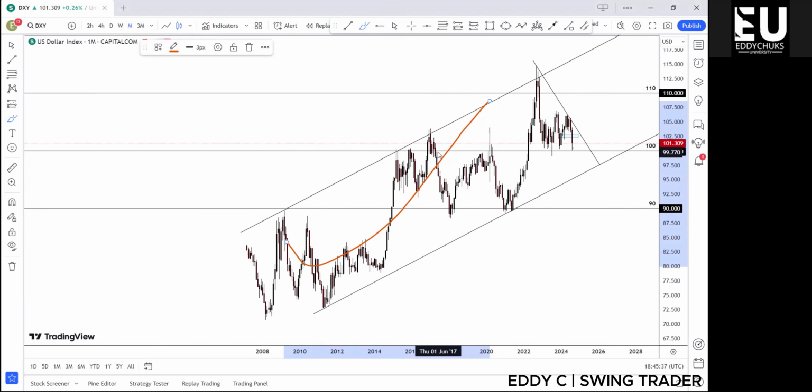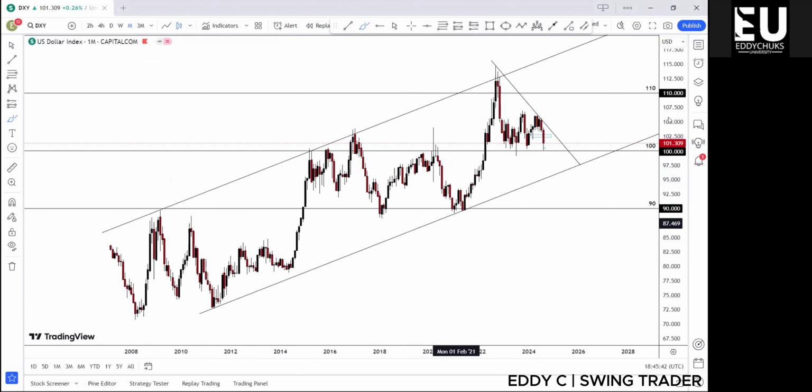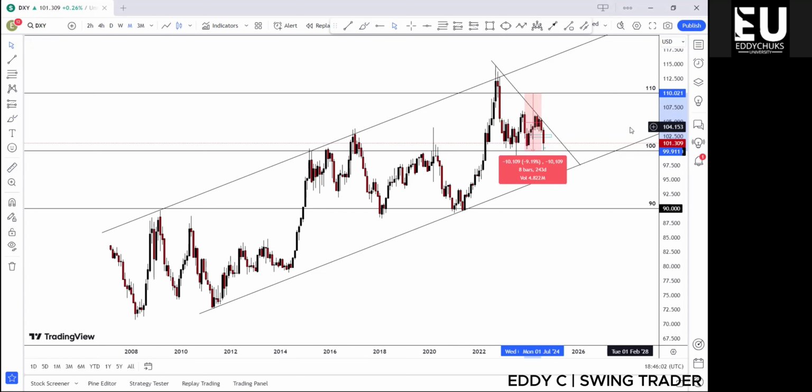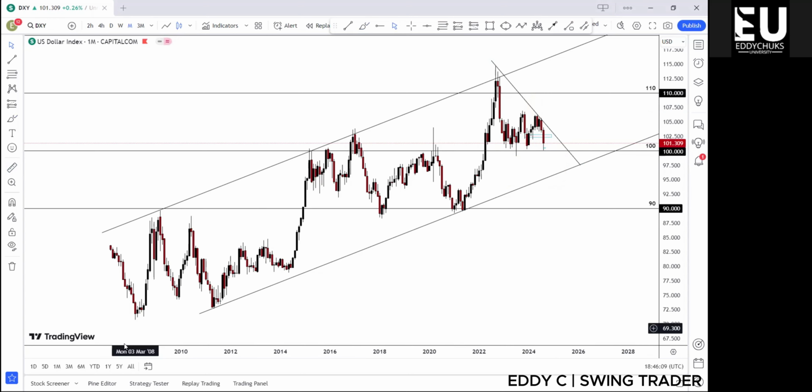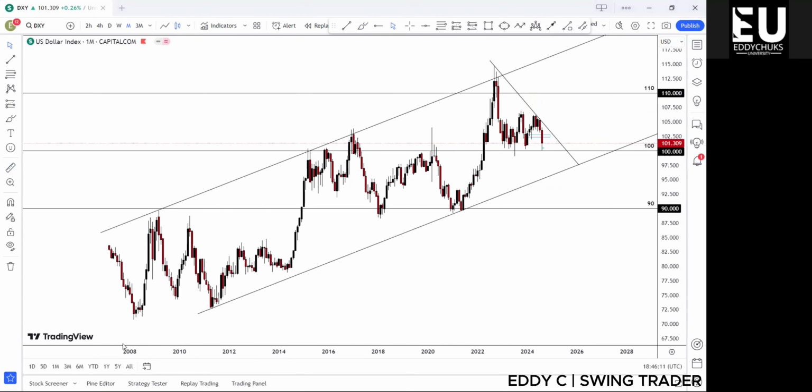And then looking at the DXY on the monthly time frame, I have these markings on the chart because this allows me to look at the broader range which I'm trading in. So imagine from this point to this point, we have roughly about 500 pips, which allows me to capitalize from this point to this point, because the essence of swing trading is to take advantage of the range we have in the market.